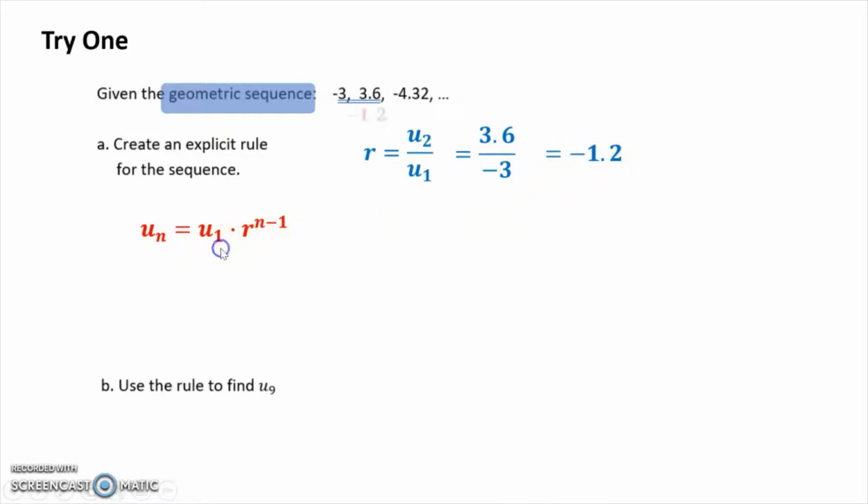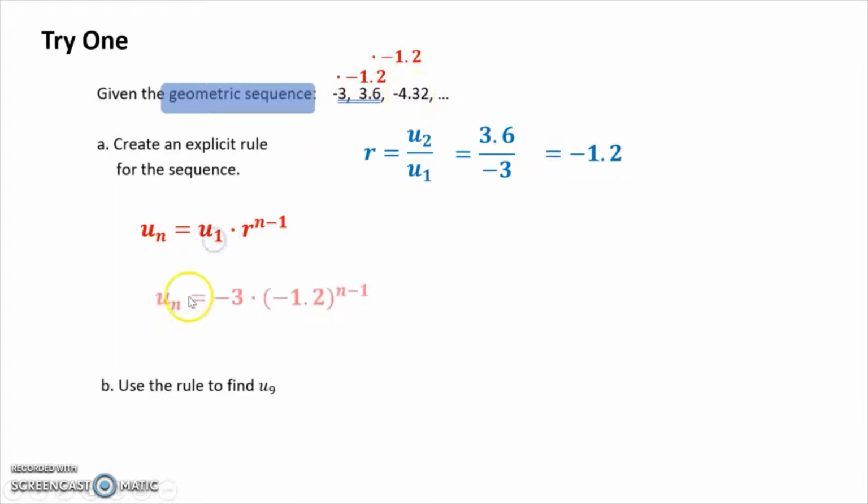Write the rule now with all the things you need in it. So again, that means we're multiplying by -1.2, multiplying by a negative again. And that makes sense. In our sequence, we began with a negative number, then it's positive, then it's negative. So it means we multiplied by a negative to make it positive. And then when we multiplied by a negative again, it made it negative again. It's going to alternate, negative to positive.